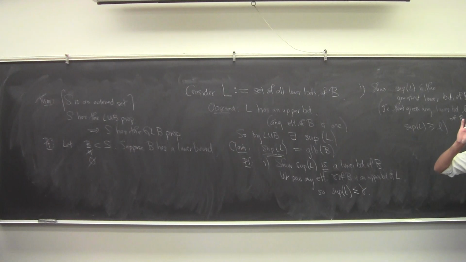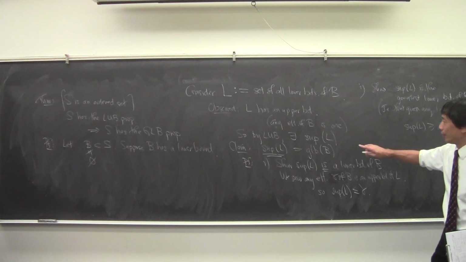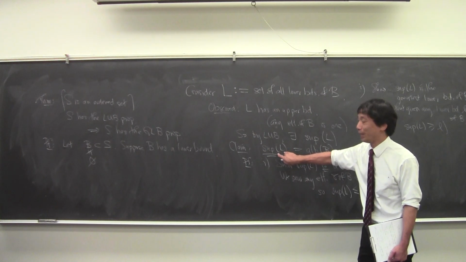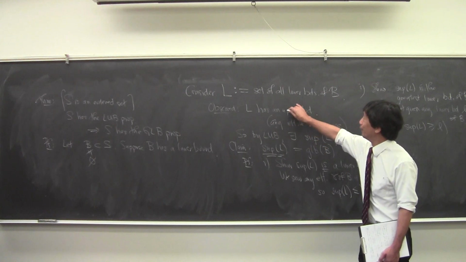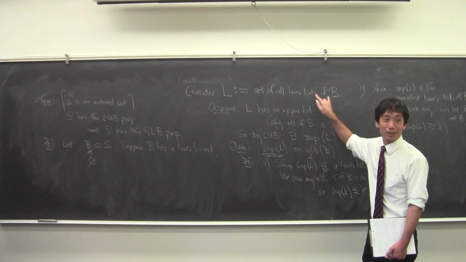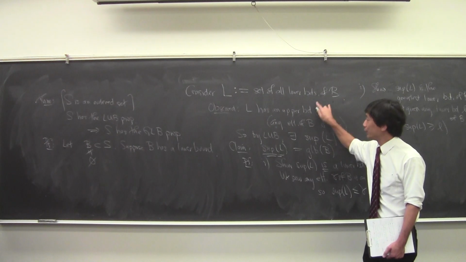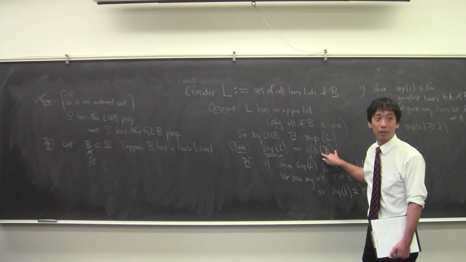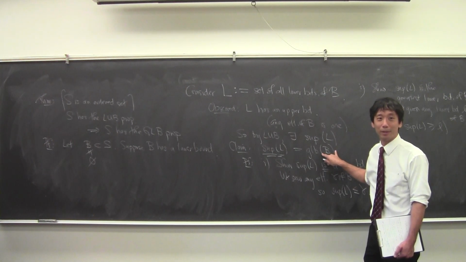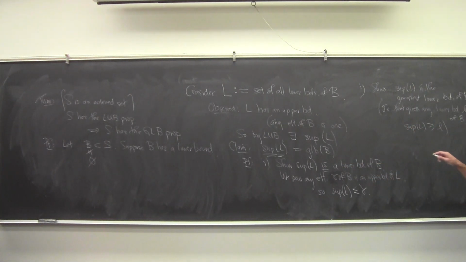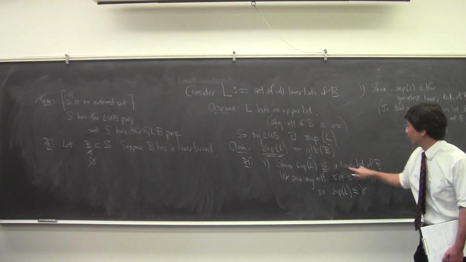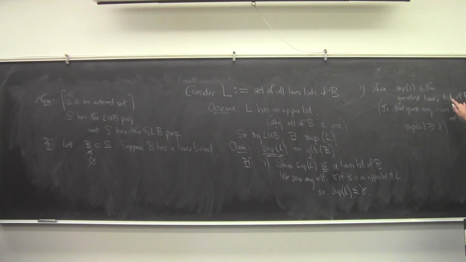So remember what we're trying to do. We've got the supremum, the least upper bound of L. L is the set of lower bounds of B. And we're trying to show that this guy is actually the greatest lower bound of B. We showed that it is a lower bound, and we want to show that it's the biggest lower bound.